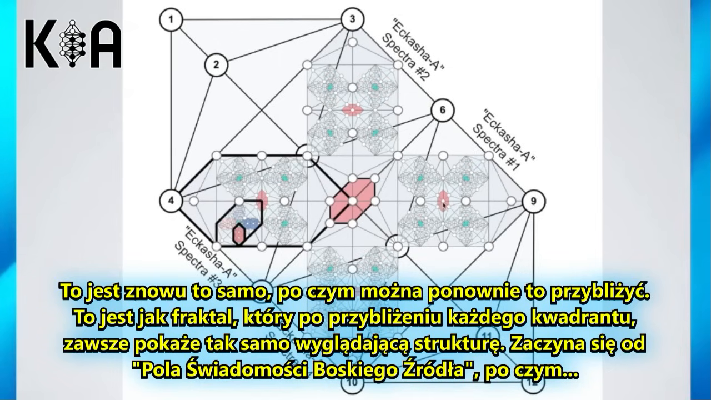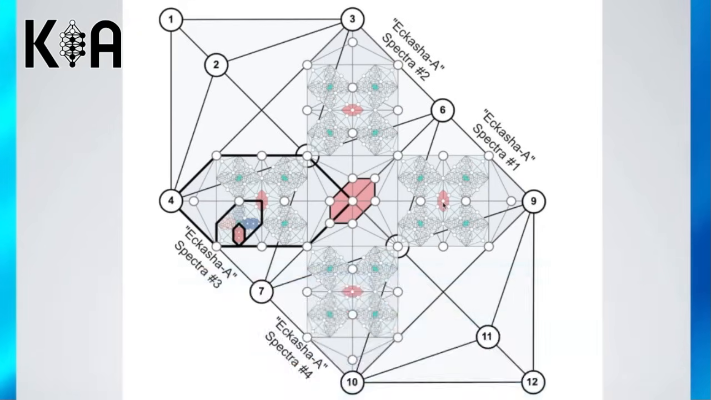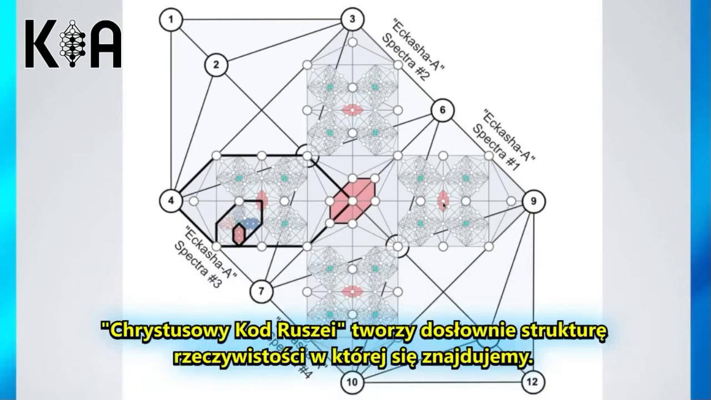All start off at God source consciousness field, and it'll step down to a universe, then step down to a galaxy, then a solar system, then a planet, then a person, and all the little templates that exist on a planet, and then it even steps down further into atoms and things like that. So these are literally this Rouchet Christ code. It actually creates the structure of the reality that we walk around in.